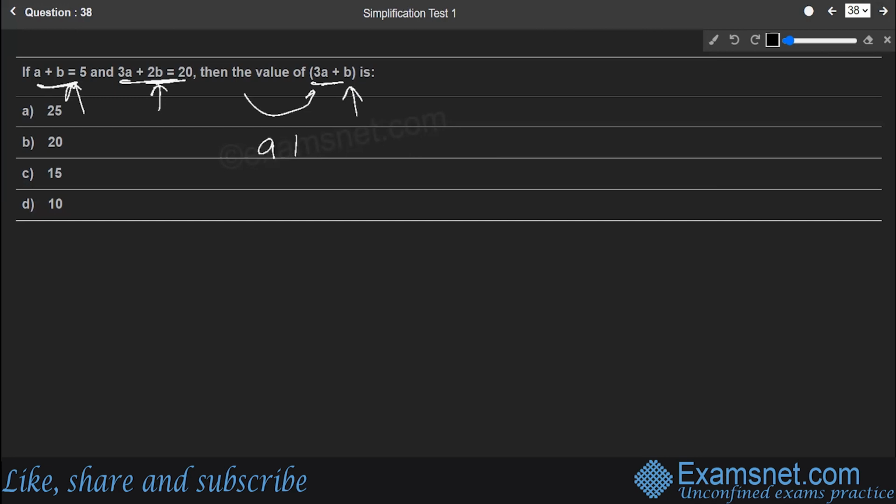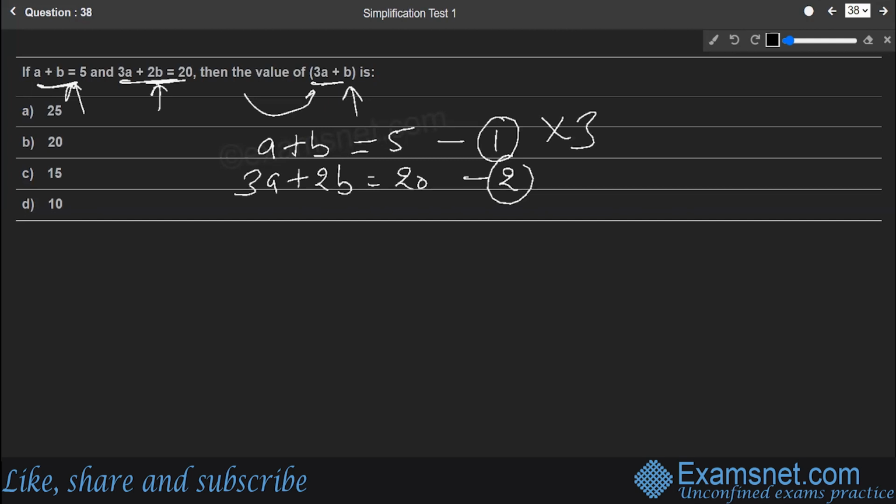So let us write the equations. The first equation given to us is a plus b is equal to 5. The next equation is 3a plus 2b is equal to 20. This is the second equation. We are supposed to solve these simultaneously. If we multiply the first equation by 3, it will give us 3a, and we already have 3a in the second equation, and then we can subtract. So multiplying equation 1 by 3, we get 3a plus 3b is equal to 15. Let us name this equation 3.